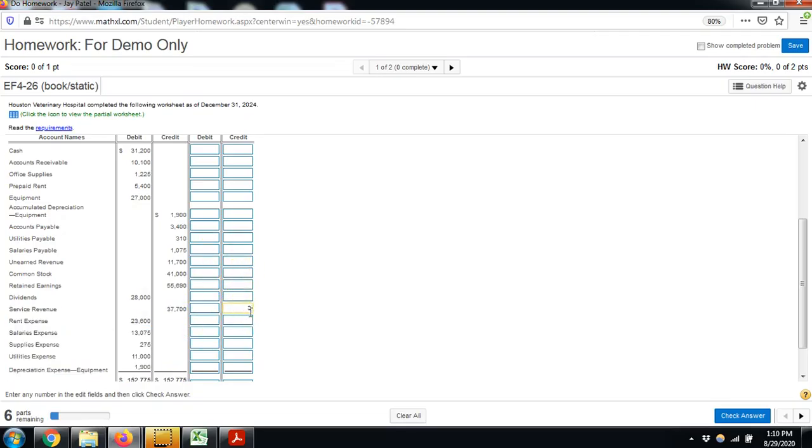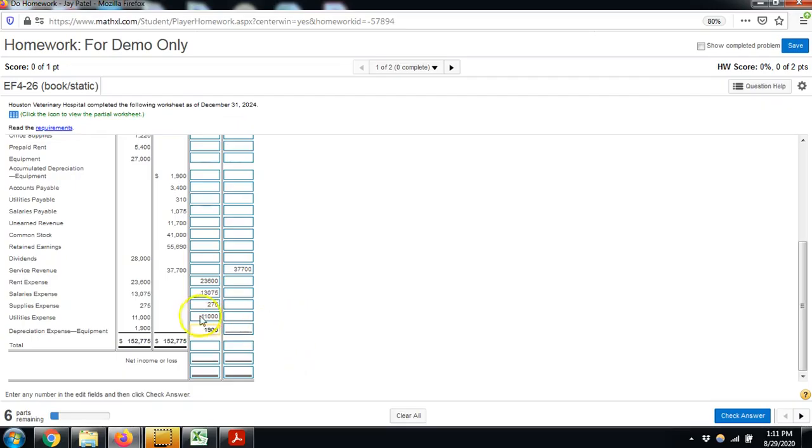So it's going to be 37,700, making sure that I put it on the credit for revenue, and then all of the expenses are debits. Okay, so now let's fill out this bottom part. If we add up all the debits and all the credits, we get the following.